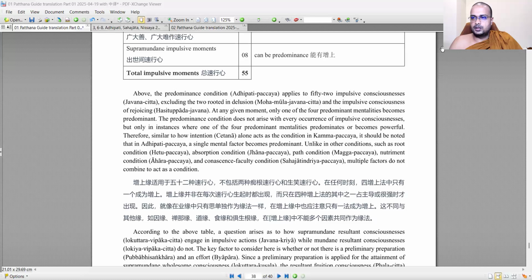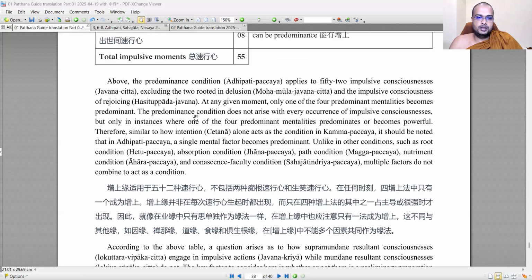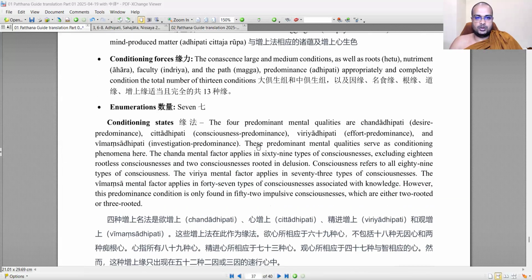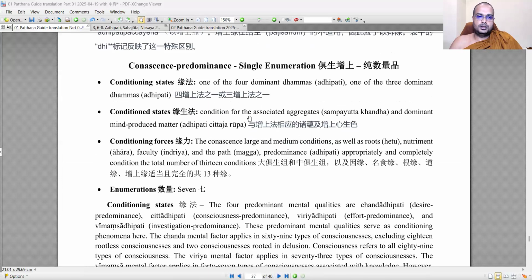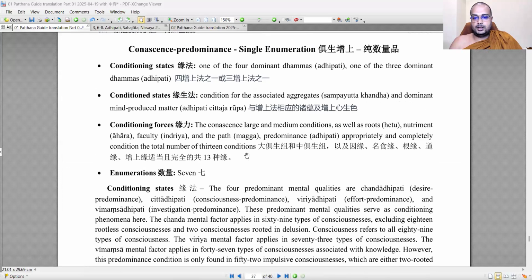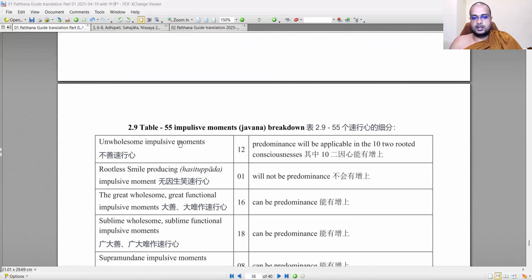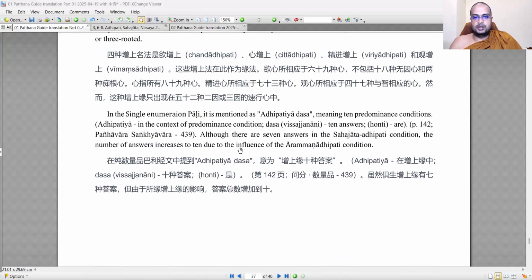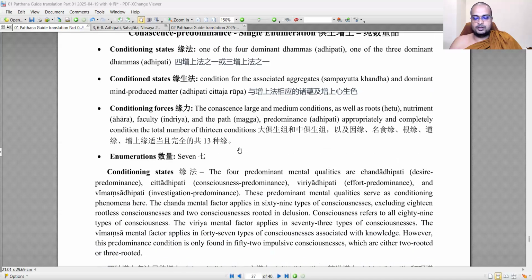Okay, so the last time we met, we were discussing the Adhipati-Paccaya, the Sahajata Adhipati, the predominance condition, and from that we went through the analytical states, or the conditioning states, which are the 4 dominant dhammas, the Adhipati, and one of the 3 dominant dhammas, Adhipati, and the conditioned states. And today what we have to do here is a breakdown of the analytical states.